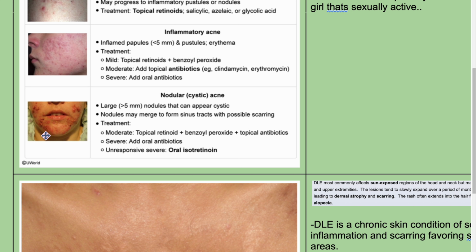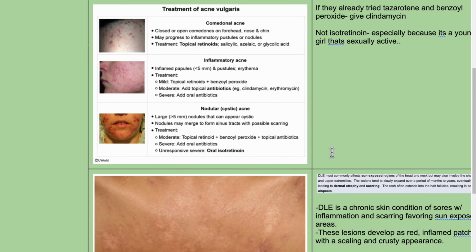If it's nodular, like these are large, more than 5 millimeters, nodules that can appear cystic. Nodules may merge to form sinus tracts with possible scarring. So treatment here would be, there's no mild here. So it starts from moderate, topical retinoid, benzoyl peroxide, topical antibiotics, the big ones. Severe, then add oral antibiotics. And if it's unresponsive to any treatment, and severe, then you go to oral isotretinoin. I believe you do a pregnancy test before you prescribe this.